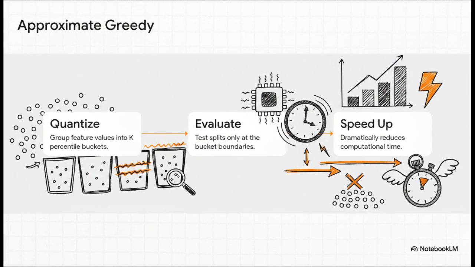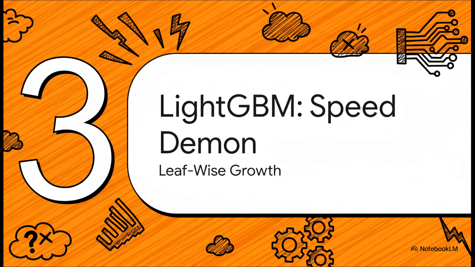Instead of painstakingly evaluating every single data point to figure out exactly where to make a split, it quantizes feature values into percentile buckets. It only checks the boundaries of these buckets. This massively scales up its ability to find splits without getting completely bogged down in endless computations. Section 3, LightGBM, the speed demon.